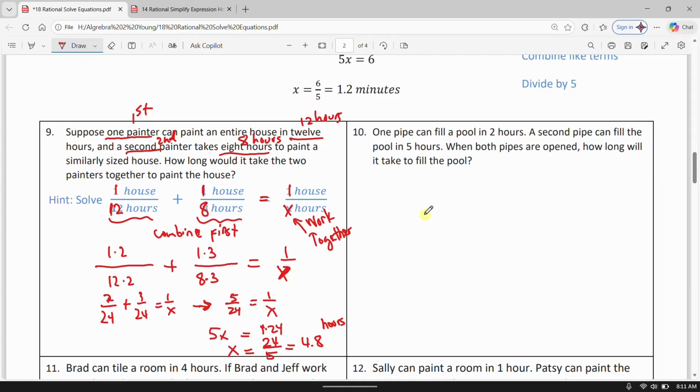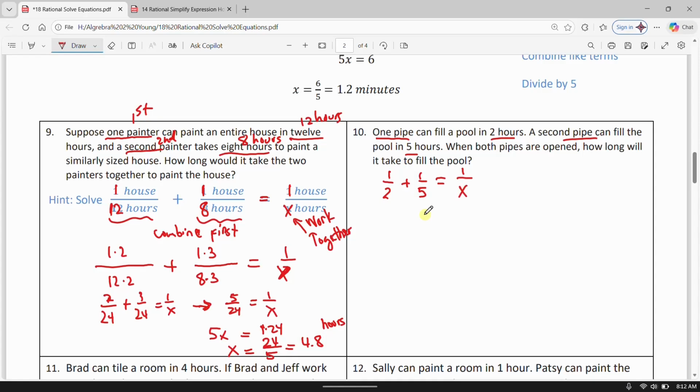I'm going to help you do the next one. So this is the first one. He can fill a pool in 2 hours. So you're going to write down 1/2. And then the second one takes 5 hours, a pipe, not a person, like a water hose. So you can write 1/5 for the second one. It's over here. When both pipes are open, how long will it take to fill the pool? So you can write down 1/x.